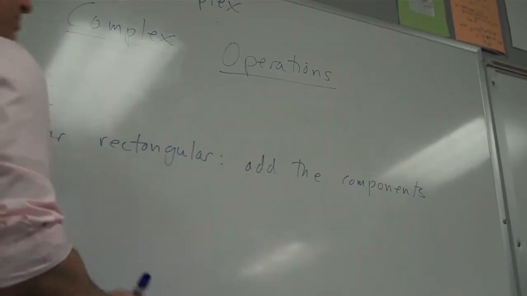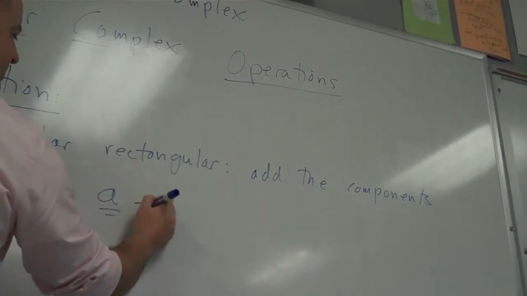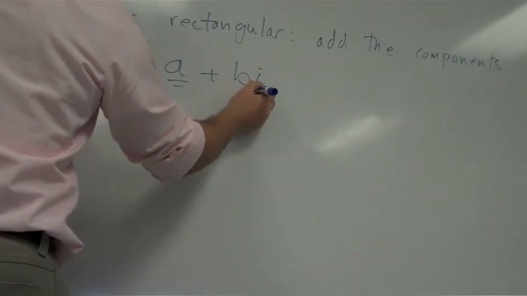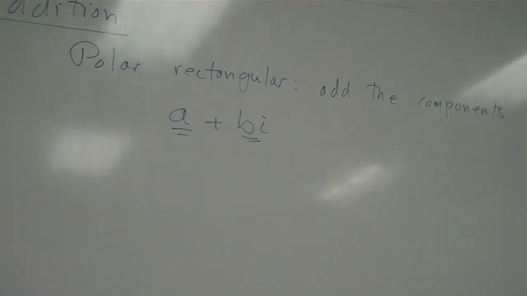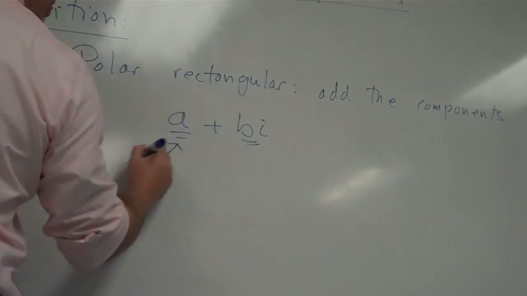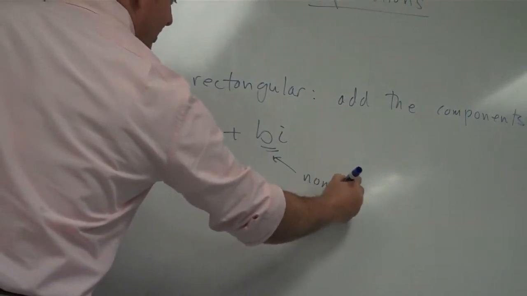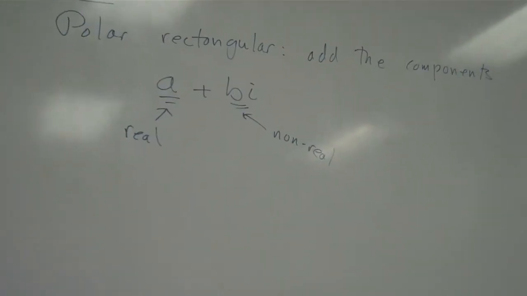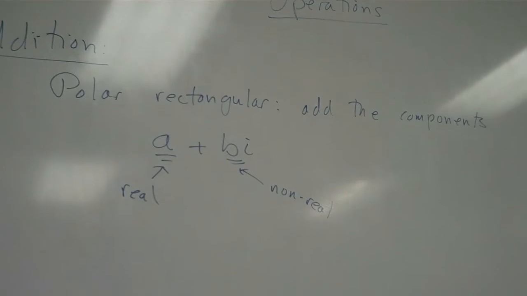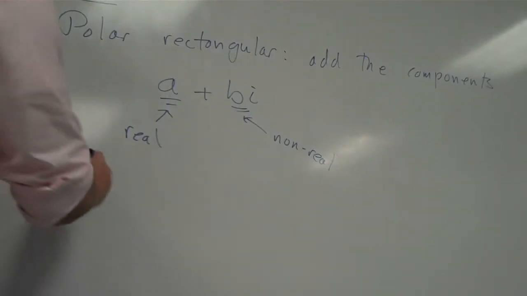Every complex number is said to have a real component that we label A, and a non-real or complex component we label B. So we have our real and our non-real. If you want to add two imaginary, I try and stay away from that word imaginary. If you want to add two complex numbers, you add the components.